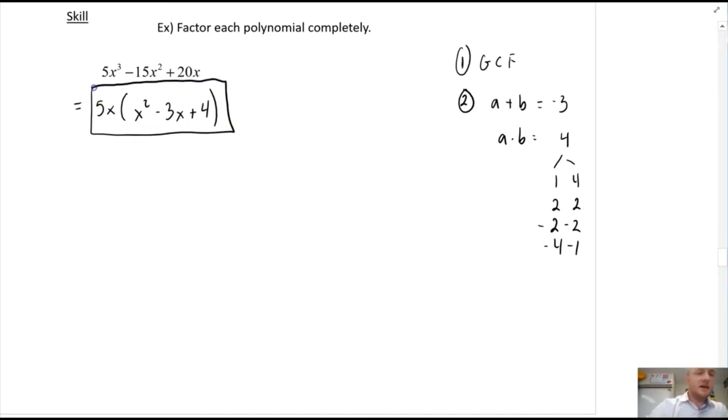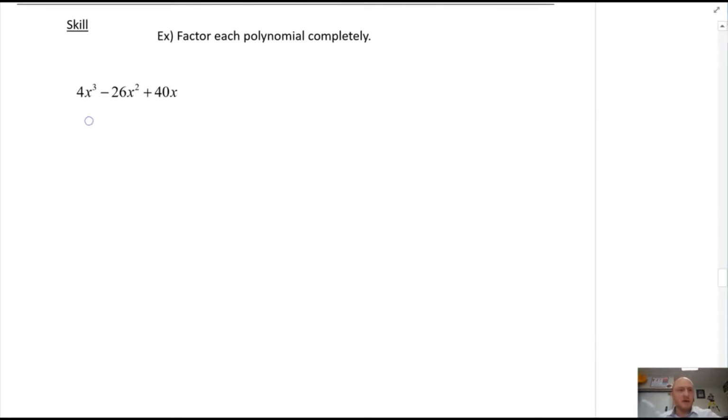And obviously, I'm not going to have a step 3, difference of squares, or difference of two squares, because I don't have any binomials. So we are done. Okay, next example.